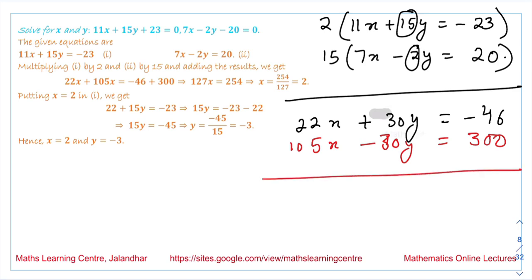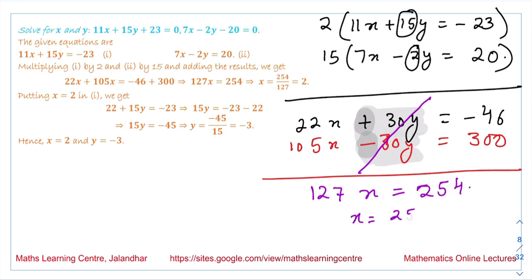We want to eliminate this term y. This is a plus sign over here, this is a minus sign over here, so we add these two equations. These two terms get cancelled, and what we are left with is 127x equal to 254, and the value of x that we get is 254 by 127, which is equal to 2.